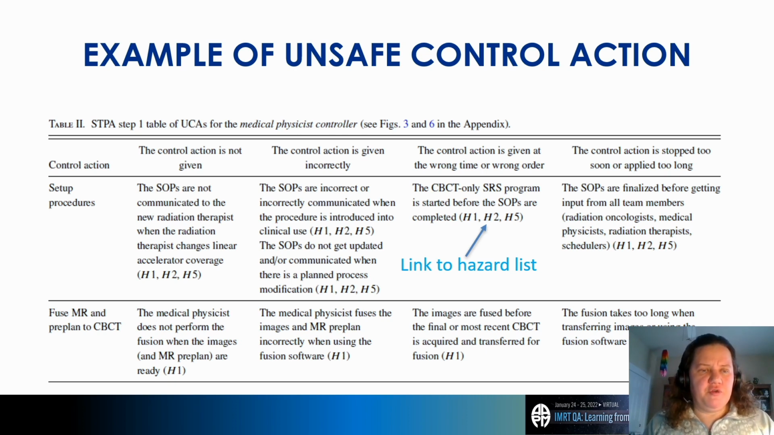So here, for the fusion of MR and pre-plan to cone beam CT, if it's the wrong time, images are fused before the final or most recent cone beam CT is acquired. You can actually link back which of the hazards you've identified this could cause. So there's a link back to the hazard list. Once you have the situation here, the scenario, you can think about how to redesign the process and implement quality control so the system never reaches this specific state.